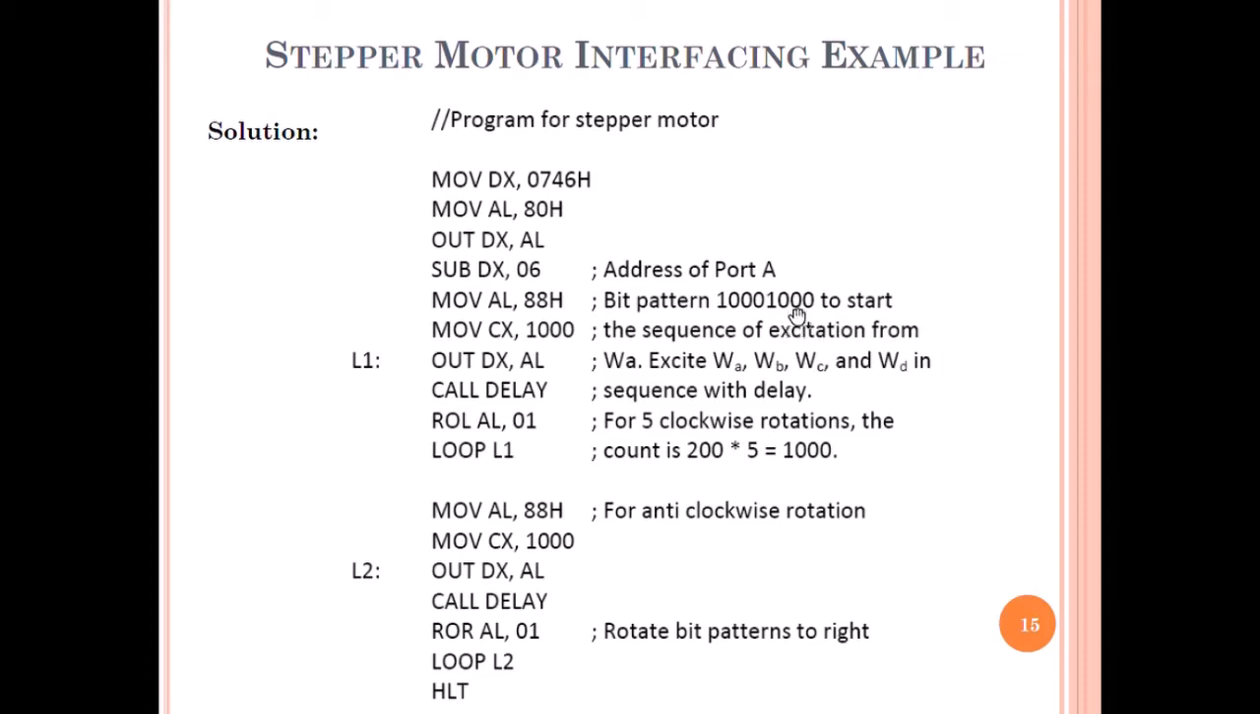Actually, in this nibble we need only a single 1 and the rest can be 0, so that we excite one winding per pulse. If we do this, then this bit denotes WD. So we will see how this bit denotes WD.